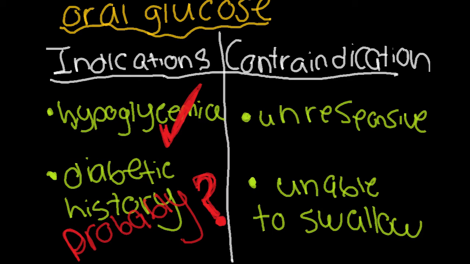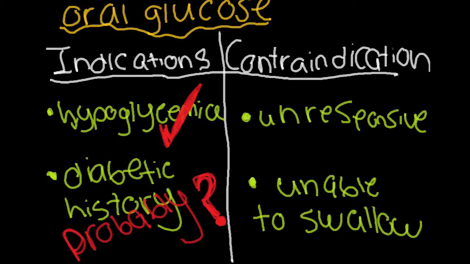So follow your judgment, follow your local protocols, call medical control if you need to. But for the sake of the situation, we will say that our patient is in fact diabetic. And again, you could ask him, and he is altered, but see what he says.